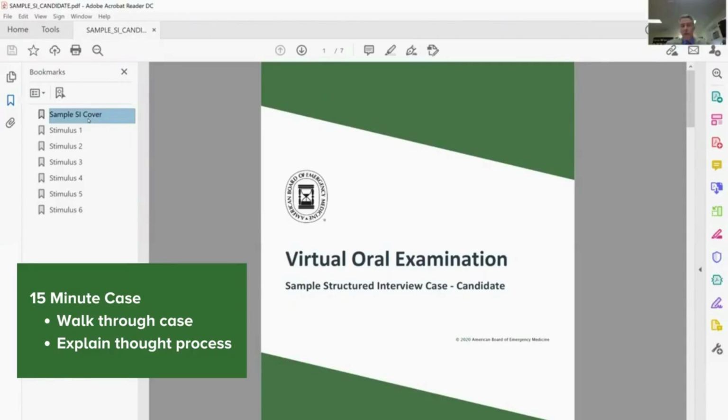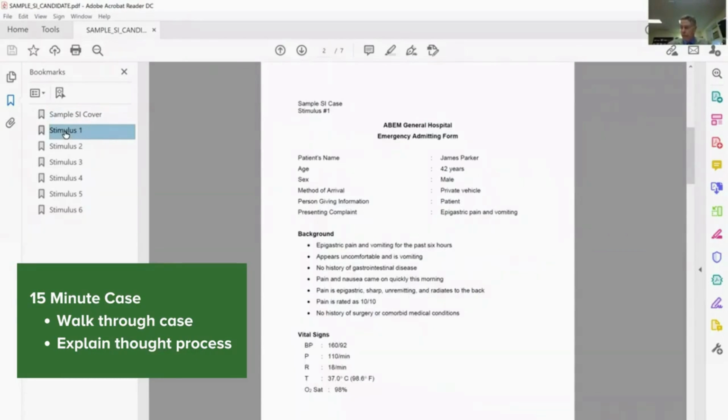All right, you are asked to see Mr. Parker, a 42-year-old man with epigastric pain and vomiting for the past 6 hours. When you walk in the room, you see a middle-aged man who is uncomfortable and vomiting. The nurse hands you this admitting form.